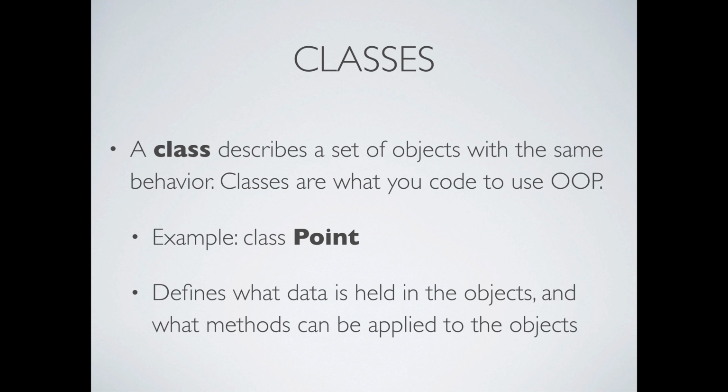Alright, so let's also talk about classes. A class basically describes a set of objects with the same behavior. Again, the idea behind object-oriented programming is that you organize your code into different sorts of objects. You can think of objects as buckets or different examples of things. And again, objects are going to have their own data, their own methods, all that sort of stuff.